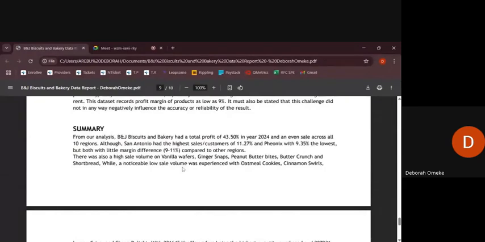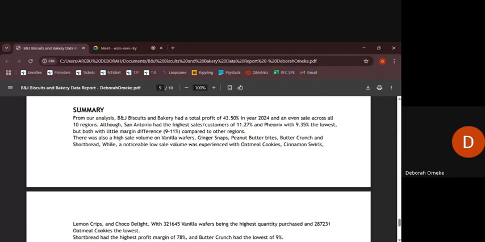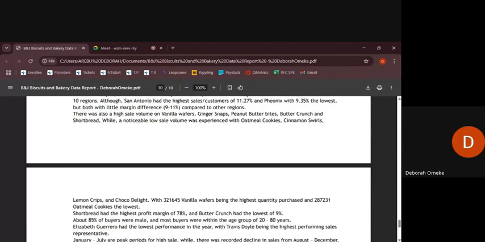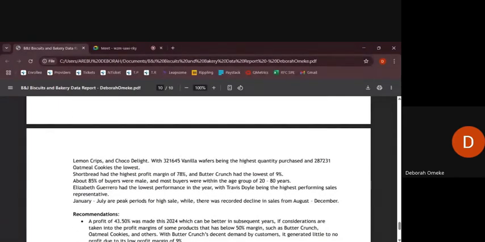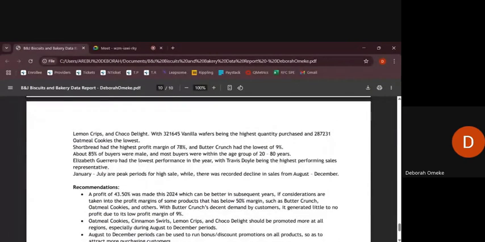So in summary, our finding is that B&J Biscuit and Bakery had a total profit of 43.50% in the year and an even sale across all 10 regions. Although, as I said, San Antonio had the highest sales and highest customers for the year. There was also a high sale volume on vanilla wafers, ginger snaps, butter bites, butter crunch, and shortbread, while a noticeable low sale volume was experienced with oatmeal cookies, cinnamon squares, choco delight, and lemon crepes. Shortbread had the highest profit margin, like I said before. It had 78%, while butter crunch had 9%.